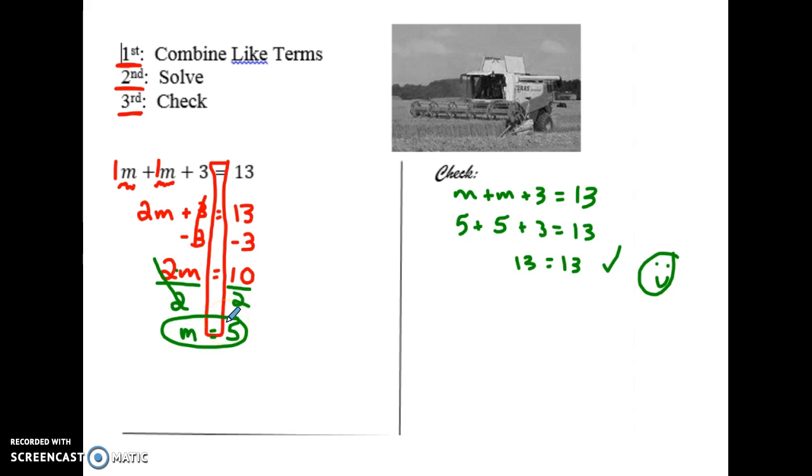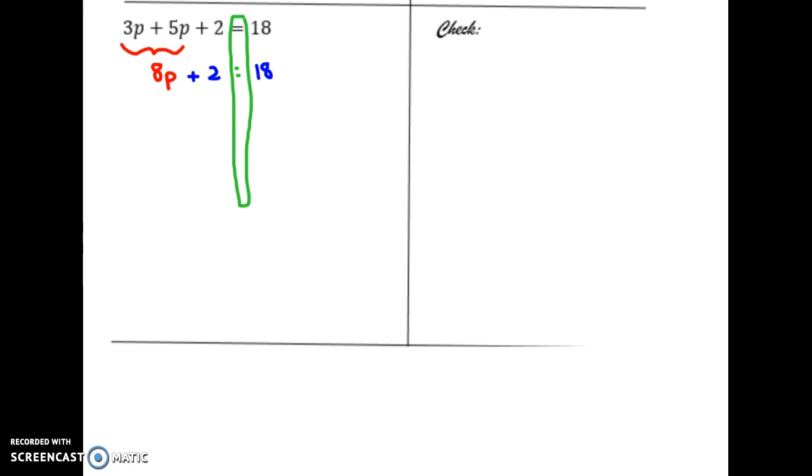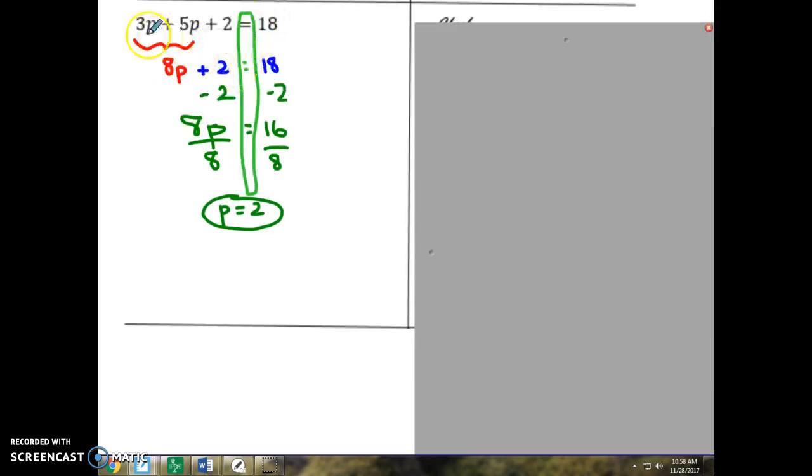We have the equation solved correctly. M does equal 5. So what I'd like you to do now is pause the video. Try this next one. Looks like I gave you a little hint there already. And then when you think you've got it, check it, and then play to make sure you got it. Okay, so let's see how you did.